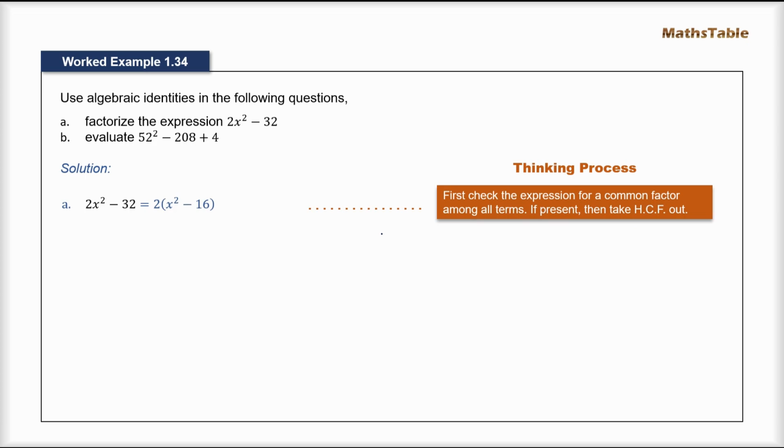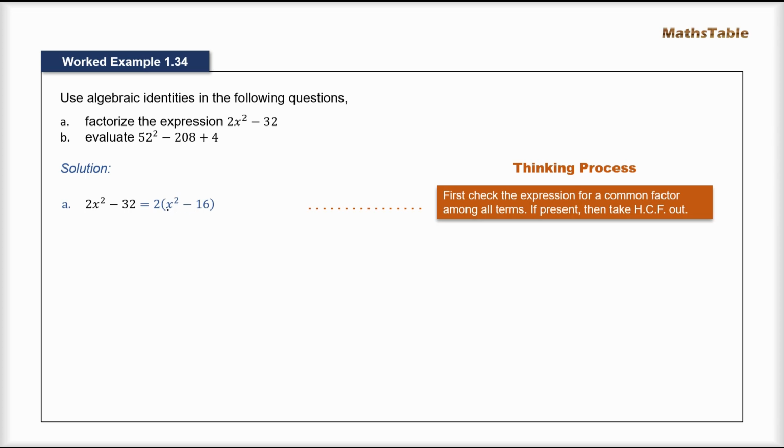As we've discussed in the common factor method, this is the starting point of the other factorization methods. So beforehand, before using any identity, we must check for a common factor, whether it's present between the two terms or not. We can see that 2 is a common factor which can divide both of these terms. So we can take this 2 as the highest common factor out, and in the brackets we have left x squared minus 16. Now further, there is no common factor left, so we'll proceed towards the identity.